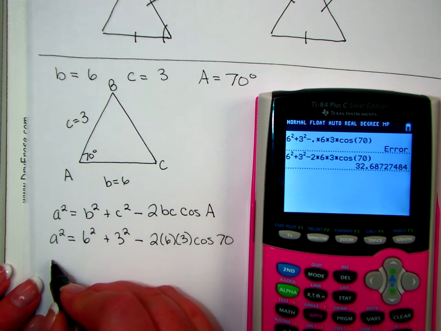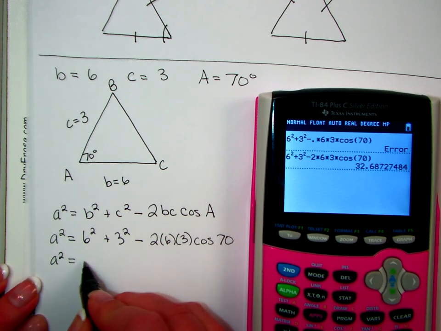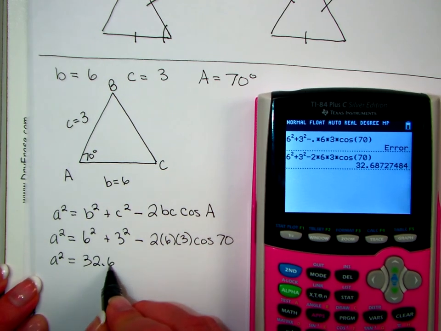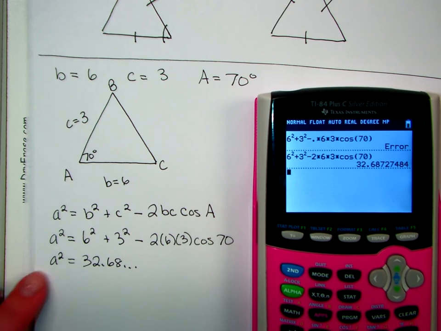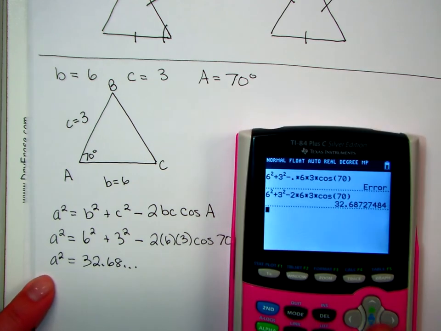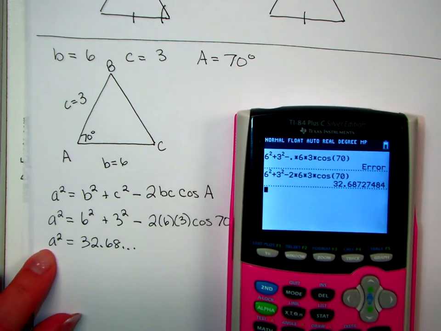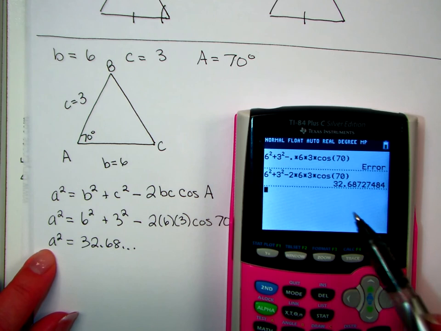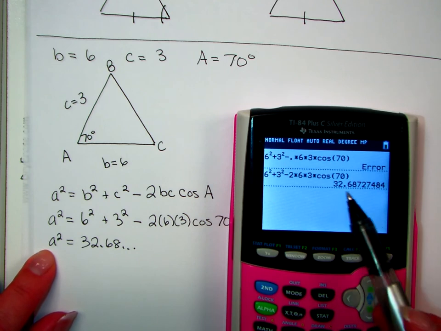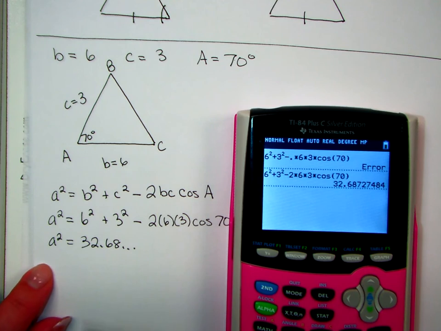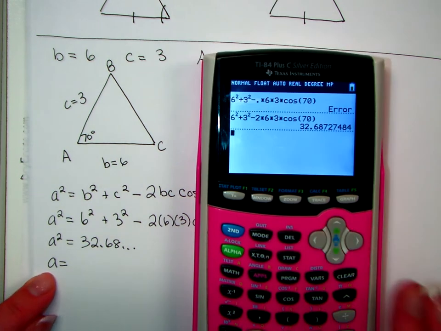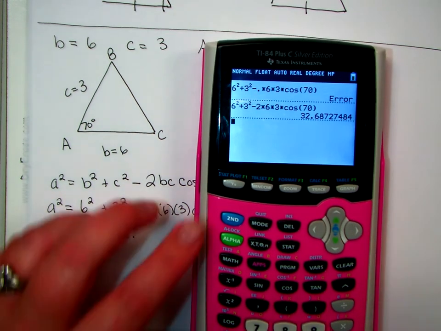32.68. Right. Now remember, this is what a squared is. Now I'm not going to write down all those decimals, but I am going to calculate a on all these decimals. I'm not going to have any round off error. So a is the square root of that. Right. So I'm going to take the square root of 32.68.